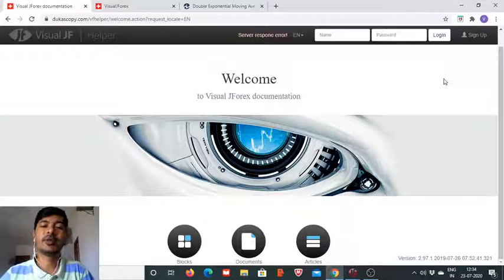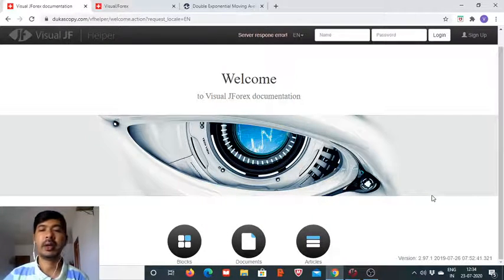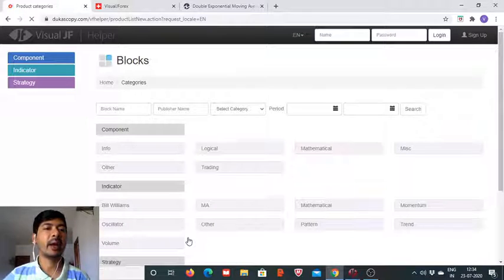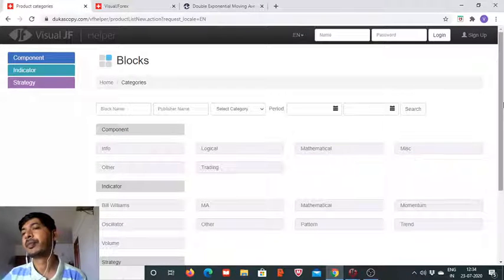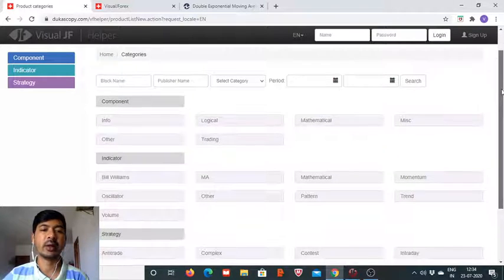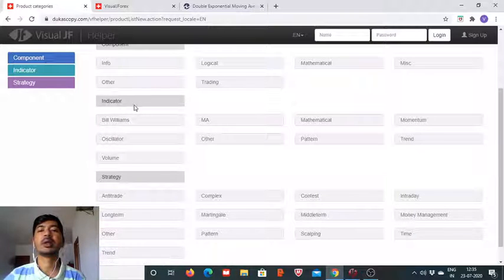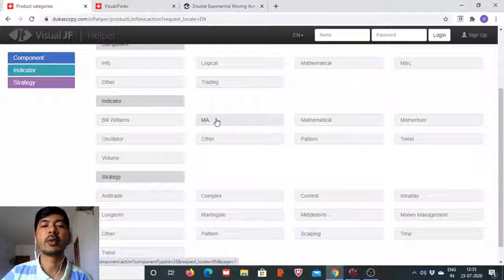Today's session of Visual JForex, we are going to look into the double exponential moving average, DEMA. This is the first session of the MA series, in which we will be going through various moving average indicators. Till yesterday we finished off the Bill Williams indicators, and now we are getting started with the MA series. That was the first part of this indicator series, and now comes the turn of moving averages.